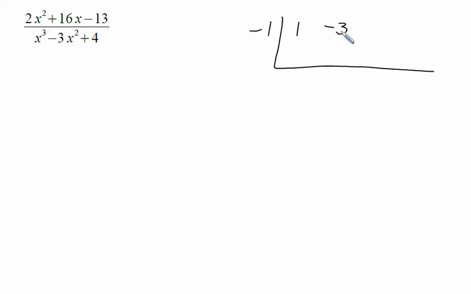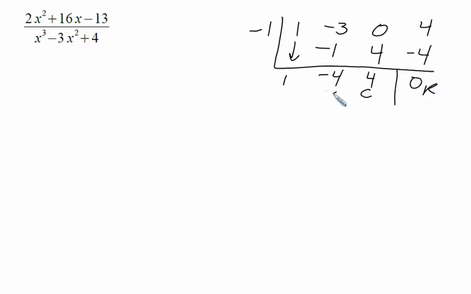Now watch out because we're missing the x term, so we'll need a 0. Scoot the 1 down, multiply, add, multiply, add, multiply. There's our 0. That's our remainder. We're happy with that. We got our constant, our x, and our x squared. This would be x squared minus 4x plus 4. And I think that factors into x minus 2 times x minus 2.